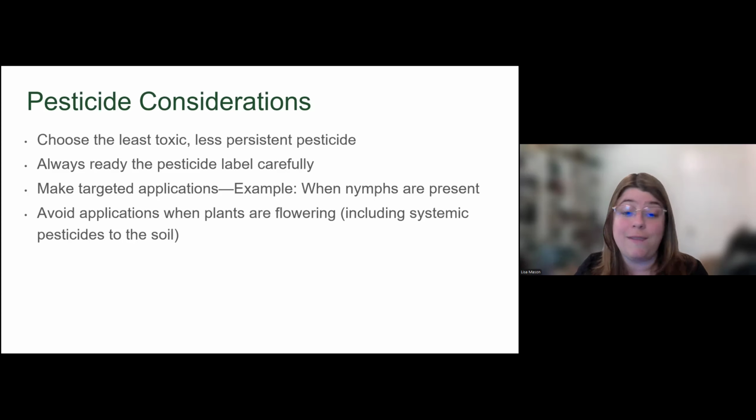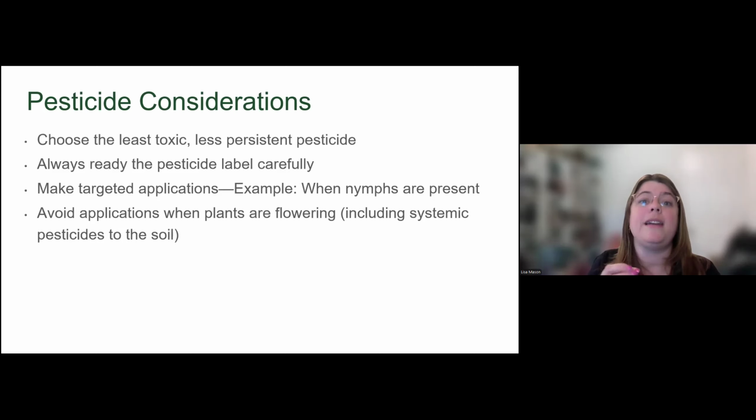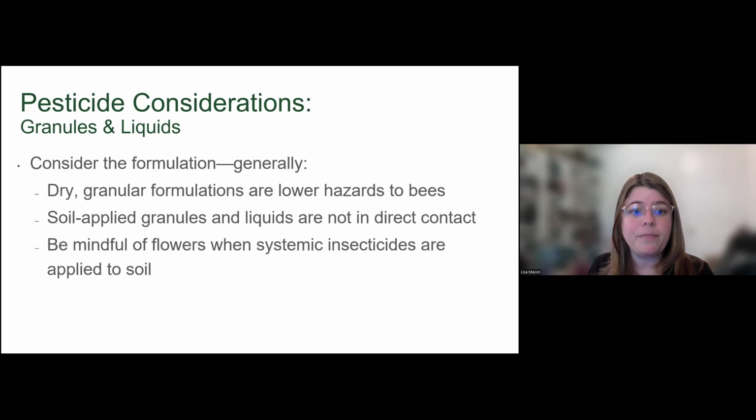And then, if at all possible, you don't want to apply pesticides when the plants are flowering because that will kill not only bees, pollinators, and other beneficial insects. You want to be mindful of systemic pesticides in the soil as well because the plants will uptake that product. And if it flowers, those bees then are going to take those chemicals back to their hive.